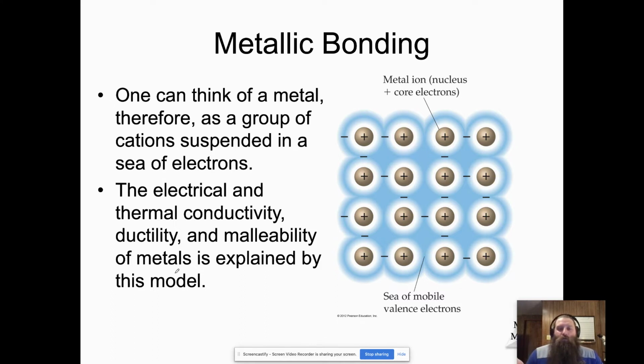The ability to be malleable, right? To be able to hammer into thin sheets. Well, since you're just in the sea of electrons, if I start hitting you with a mallet, right, those cations can fit between each other and kind of layer out smooth and give me my nice thin sheet. So the sea of electron model is a great way to describe metallic bonding.